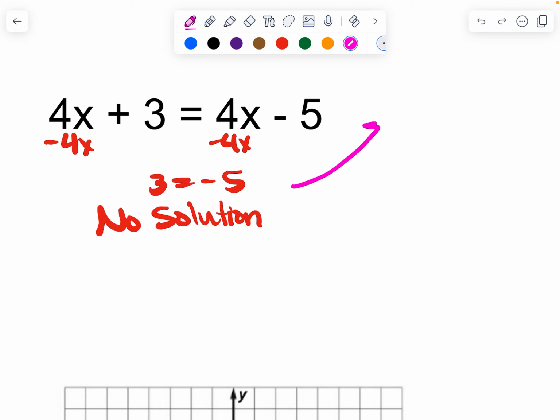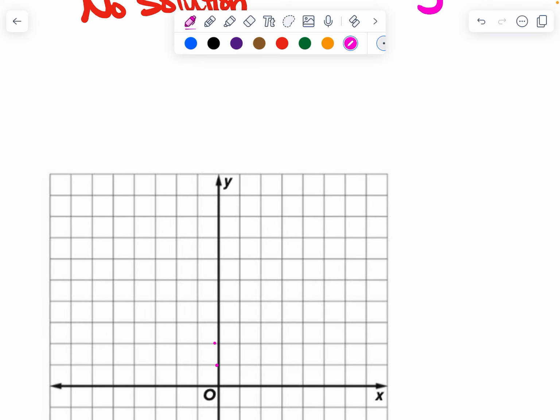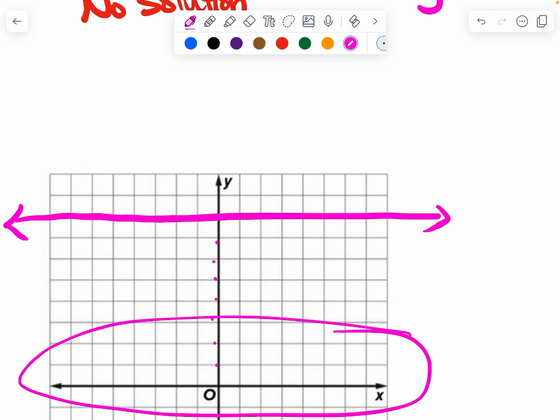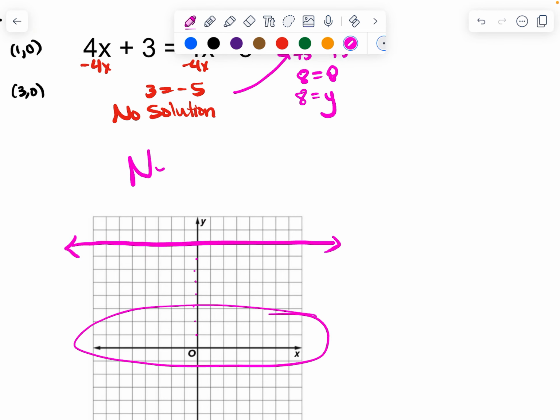I'm going to start from this step right here. I needed to get it to equal 0. So if I get it to equal 0, I'm going to get 8 equals 0. So that means 8 equals y. Well, if I was to draw 8 equals y, 6, 7, 8, it would be this line right here. Does it ever hit the x-axis? No. So it is no solution because it never hits the x-axis.